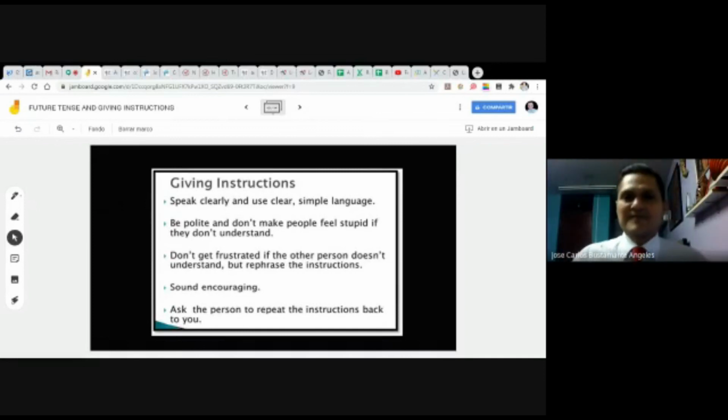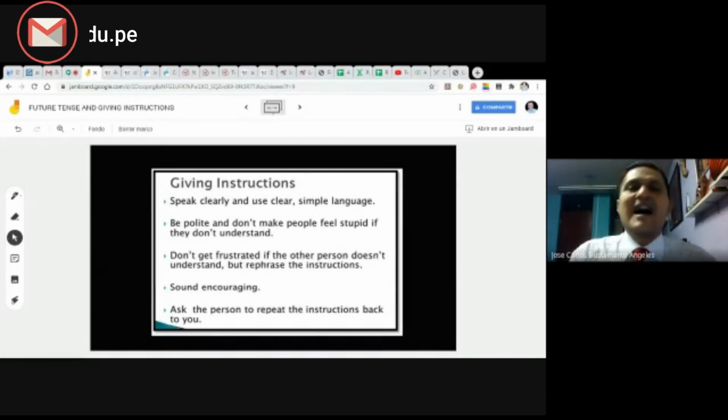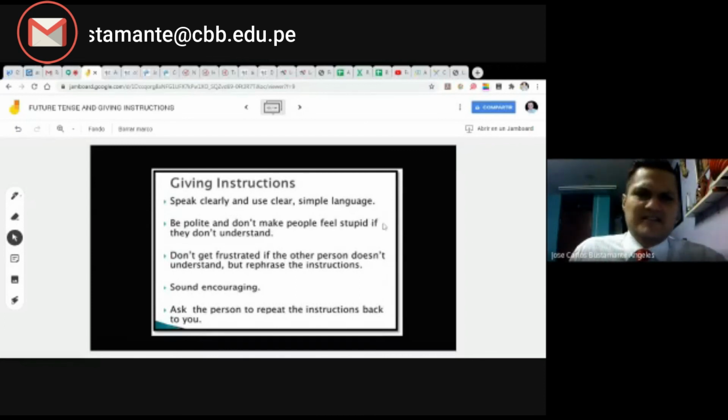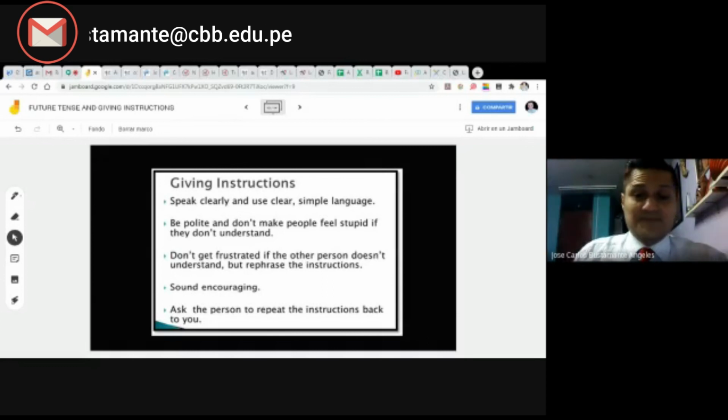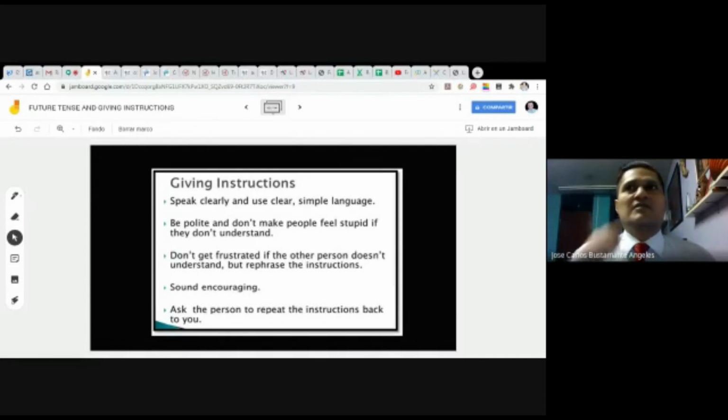But how? How can we do that? Remember that picture with those little cats just asking questions? Okay, this is how we can do it. Don't get frustrated if the other person doesn't understand, but rephrase instructions. Don't get frustrated if your friend does not understand the instructions clearly. Don't feel frustrated because the teacher is going to rephrase instructions. Good. Sound encouraging. That means that when you listen to the teacher, you're going to feel secure. You're going to say, oh, great, I understand. I trust the teacher. Because the teacher speaks clearly, I'm not having problems at all because I can understand the instructions.